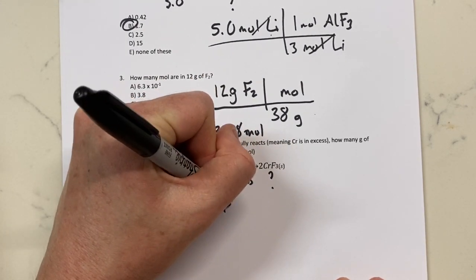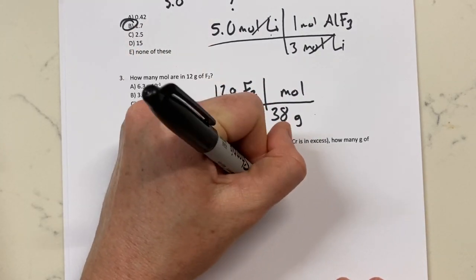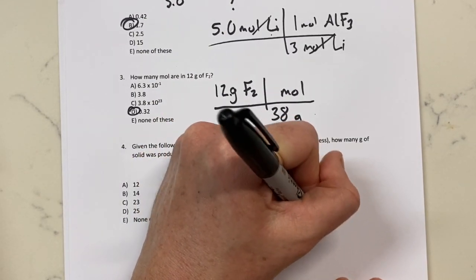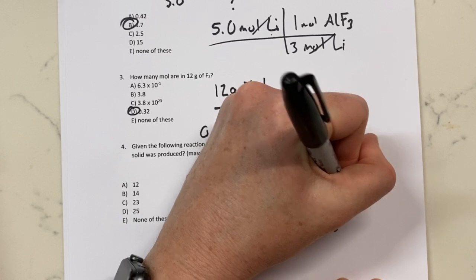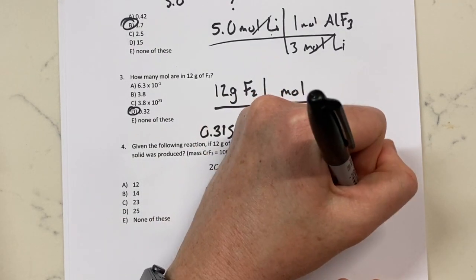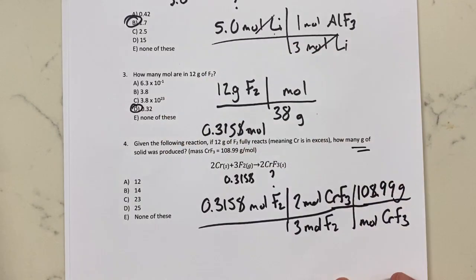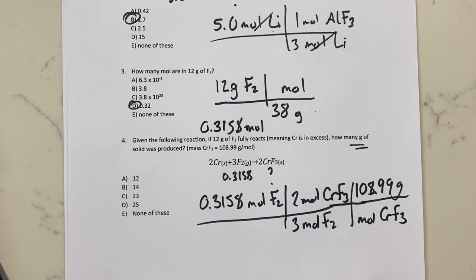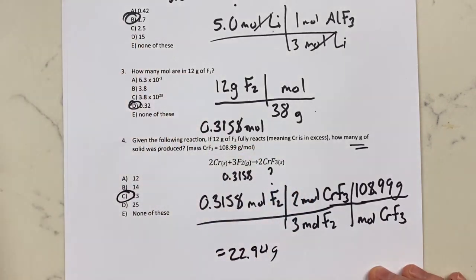Let's go ahead and draw it out so that you can practice and get that fast. But by the time you come to take an exam, you shouldn't be writing this out. You should just be going from here to there to there to there. So 0.3158 mole of F2. I know for every 3 mole of F2, there's going to be 2 mole of this solid that's produced, which looks like it's chromium 3 fluoride. But that's not where we're stopping. It asks for grams, and you're given the mass to save you some time. So we know that a mole of CrF3 has 108.99 grams. So we're going to take the number of moles we have times 2 times 108.99 divided by 3, and I get an answer of 22.94 grams, or C. Moving on to the next question.